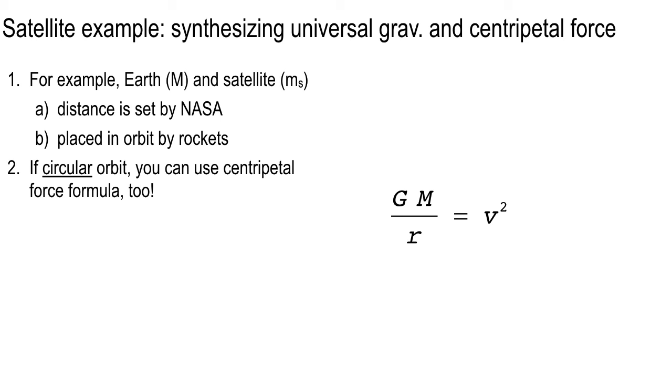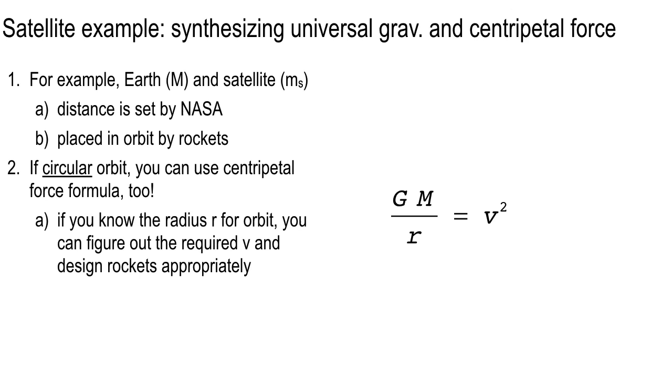And if you think about that, you have two factors that the rocket scientists at NASA are going to worry about: the radius and the orbital speed, v. All right? So if you know the radius r for the orbit that you want, you can figure out the required speed and then design your rockets appropriately.